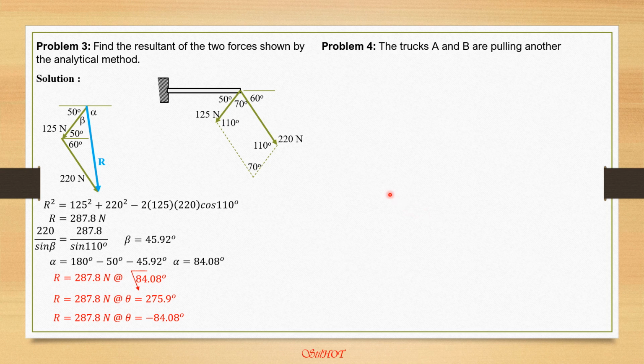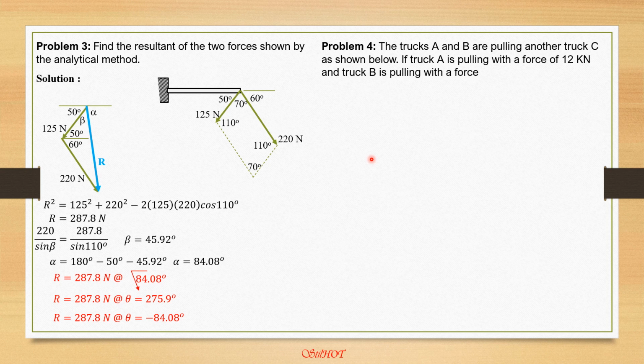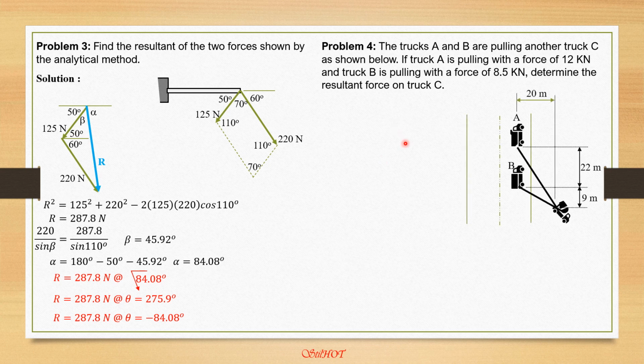Next, problem 4. The trucks A and B are pulling another truck C as shown below. If truck A is pulling with a force of 12 kilonewtons and truck B is pulling with a force of 8.5 kilonewtons, determine the resultant force on truck C. So this is the figure. Then we first compute the angle that the truck A makes with this vertical here.